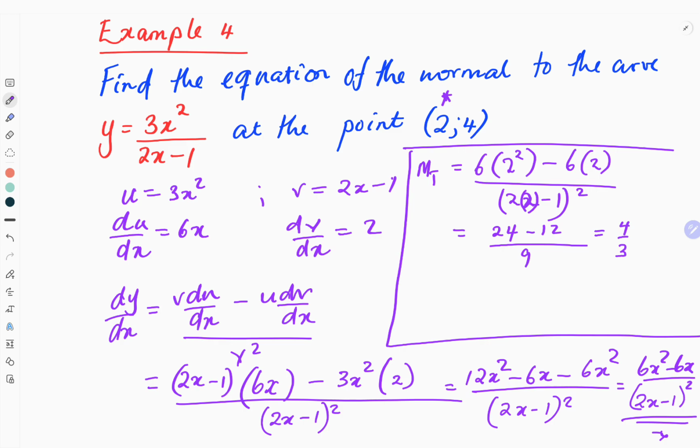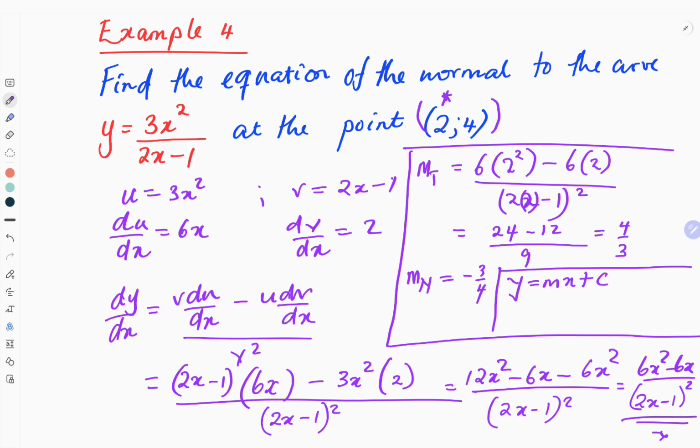That is the gradient of the tangent. So the gradient of the normal will be the inverse of that times a negative 1, so that will be negative 3 over 4. So we now have the gradient of the normal. Remember, the normal crosses this point. So now we can determine the equation of the normal using the equation of a straight line, y is equal to mx plus c. Now we know our m, we just need to find the c.